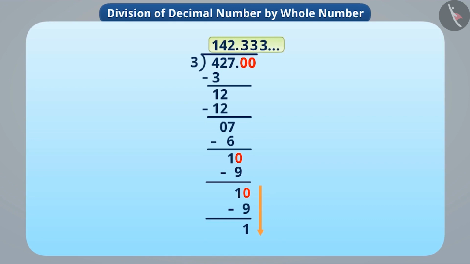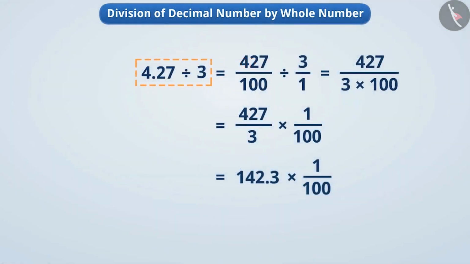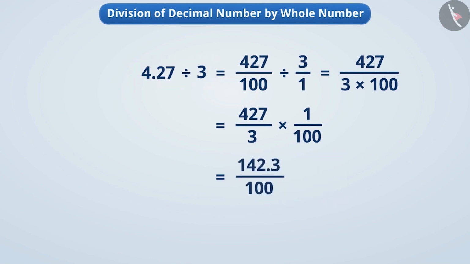Therefore, we limit the number to as many digits as required. Like here, we will take only till 142.3. So now we can write 4.27 divided by 3 as 142.3 into 1 by 100. We can write this as 142.3 by 100. To divide it by 100, we move the decimal point 2 places to the left. This will result in 1.423.